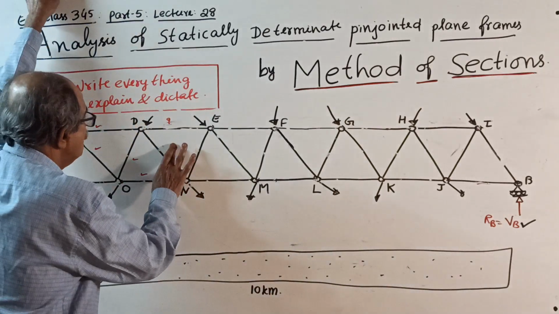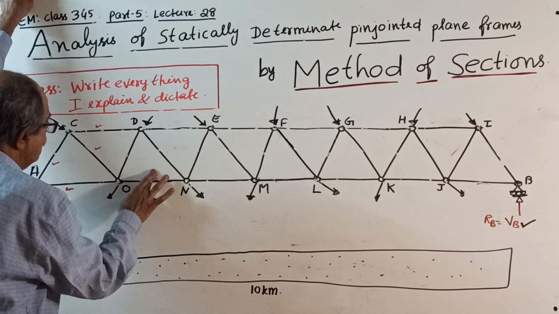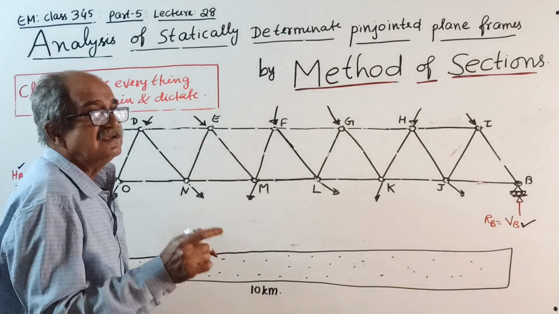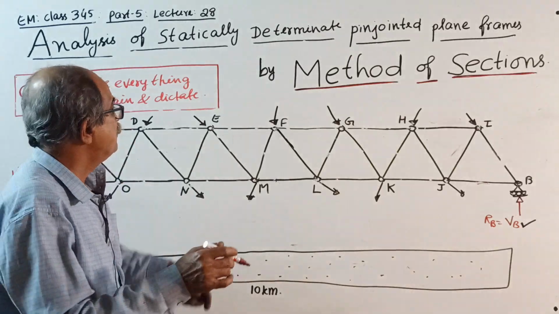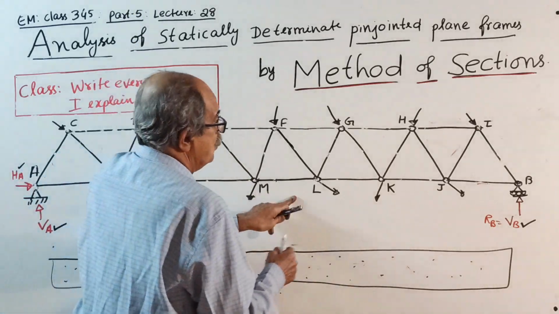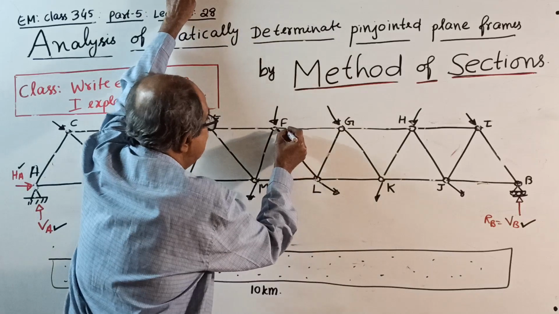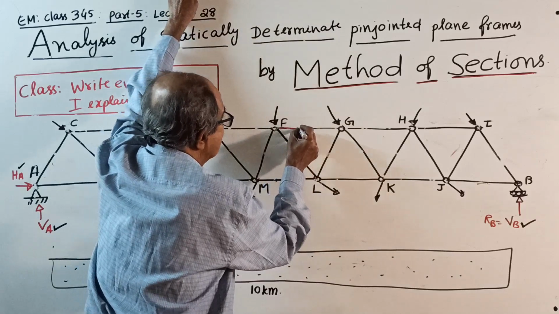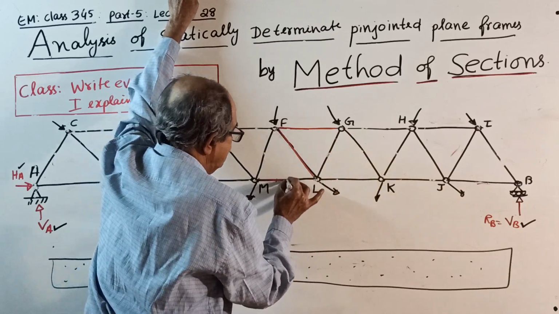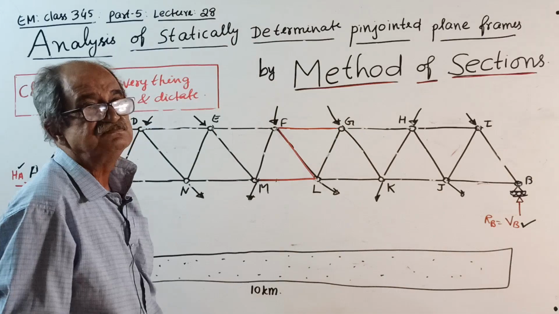Now do one thing to thoroughly understand method of sections. I will tell you. Suppose you write here, important. Suppose you want axial forces in exactly midway, 1, 2, 3, 4. 1, 2, 3, 4. This member, see, I'll make dark this member, and this member, you require axial forces.